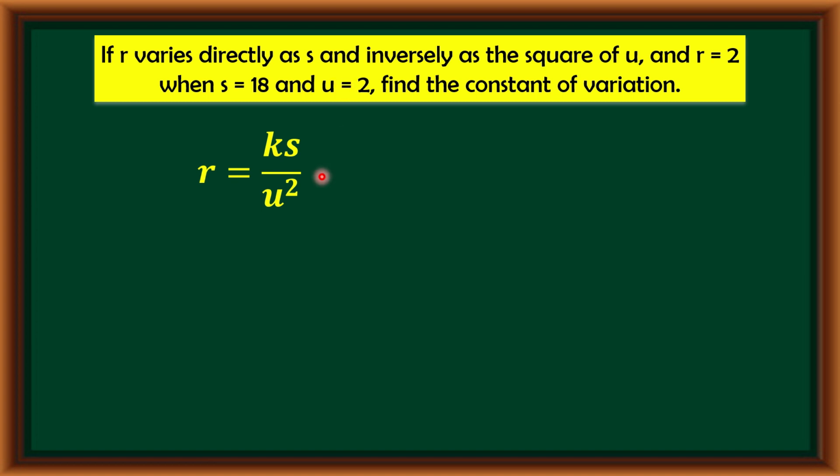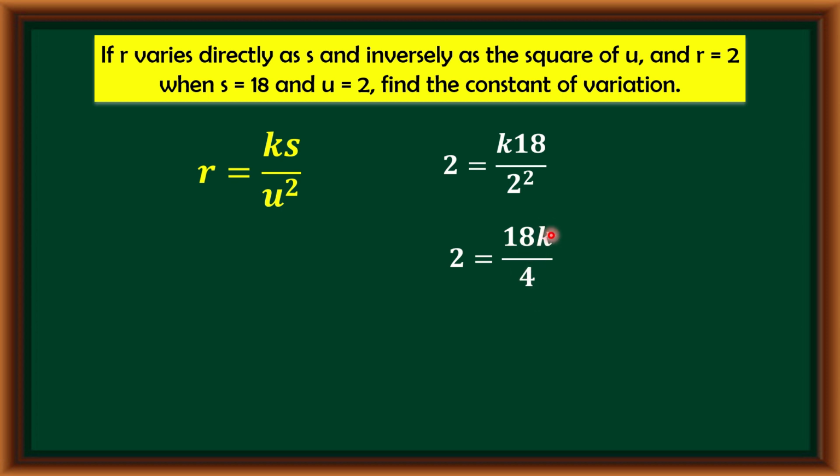So now, let us substitute the values of r, s, and u in our equation. So we have here 2 for the value of r, 18 for the value of s, and 2 for the value of u. So we have 2 is equal to k times 18 over 2 squared, which is equal to 2 is equal to 18k over 4.